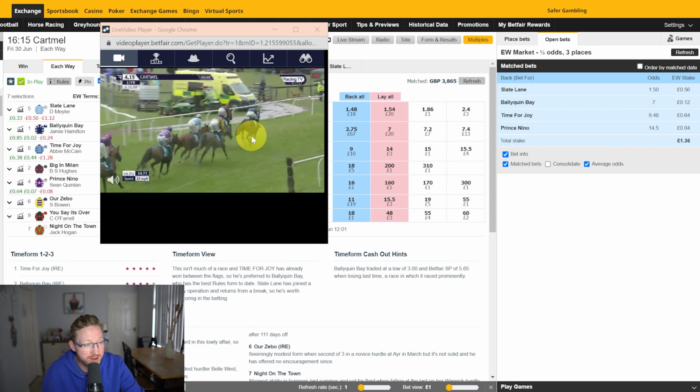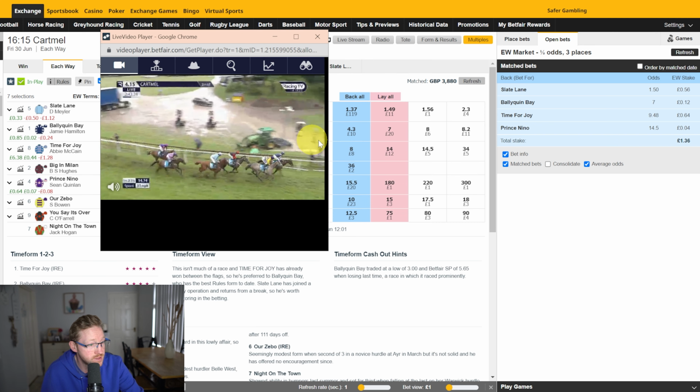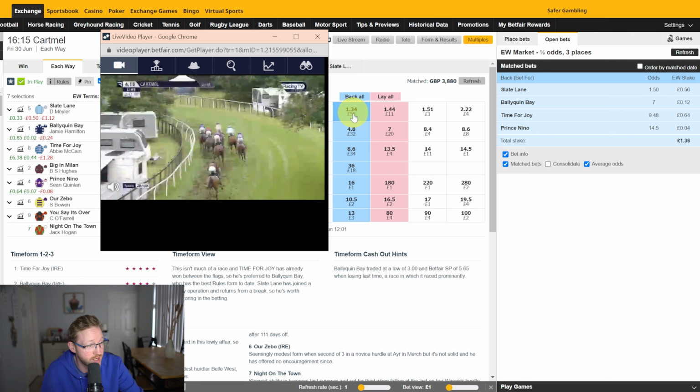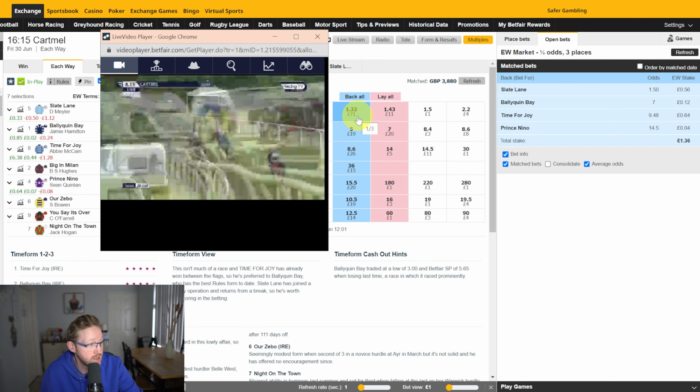Is losing ground quickly. As Ballyquin Bay is, but the leader at the minute, his odds are at 8.2 and Slate Lane is currently winning.